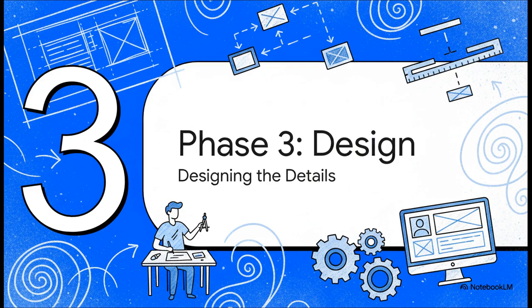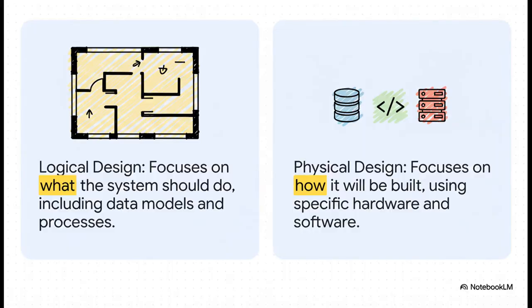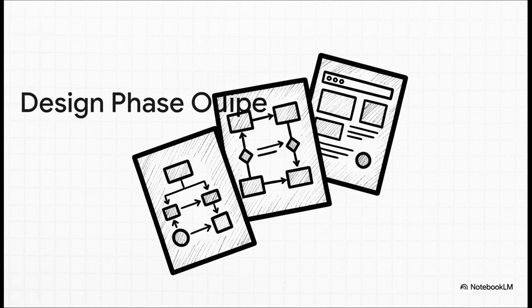With all those requirements gathered, it's finally time to turn them into a detailed blueprint. Now, an interesting thing about the design phase is that it actually splits into 2 key areas. Think of the logical design as the conceptual floor plan. It shows what the system will do. Then you have the physical design, which is all about the building materials, how it's going to be built, specifying the exact hardware, software, and even the programming languages that'll be used. The output of this whole phase is a set of really detailed technical blueprints. These documents give the developers the exact instructions they need to start the actual construction.